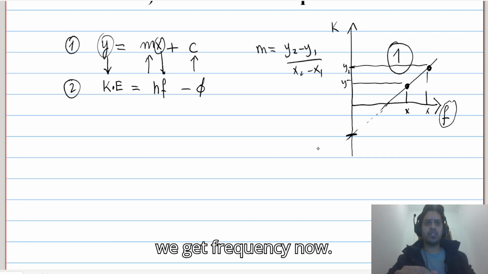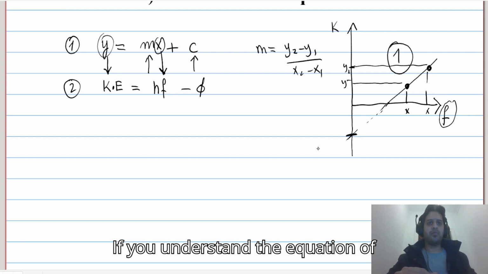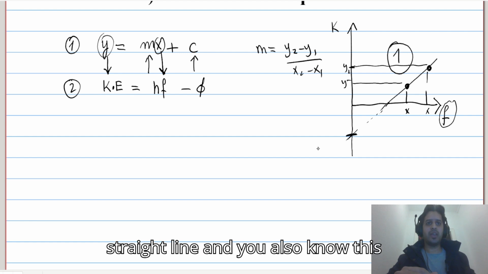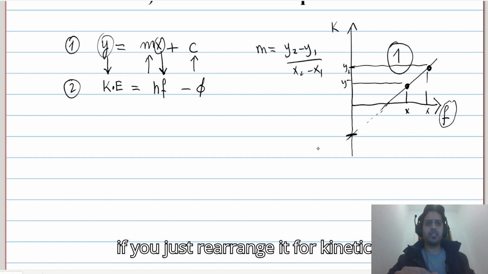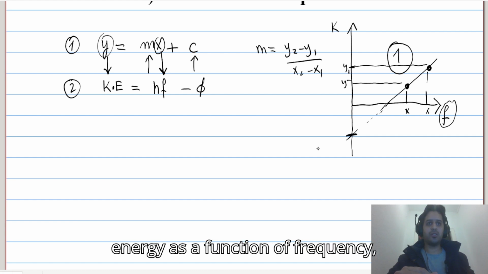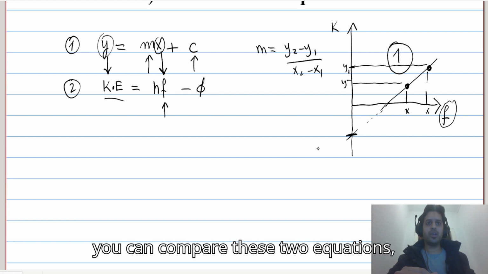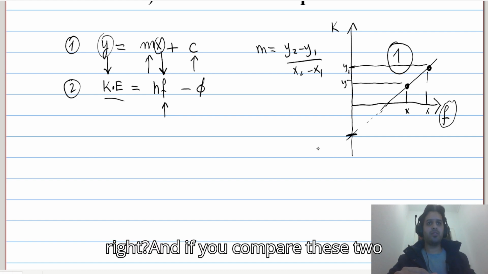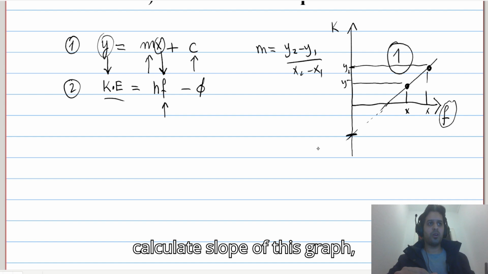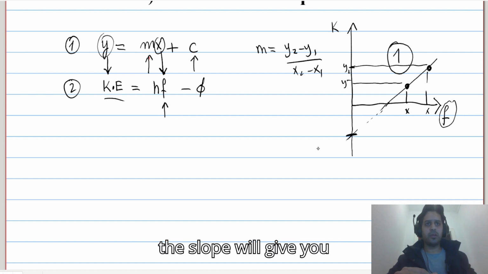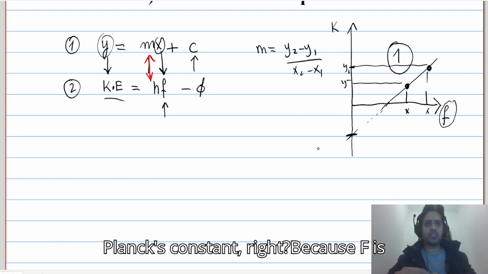Now, if you understand the equation of straight line, and you also know the photoelectric effect equation, if you just rearrange it for kinetic energy as a function of frequency, you can compare these two equations, right? And if you compare these two equations, you will see that if you calculate the slope of this graph, the slope will give you Planck's constant, right?